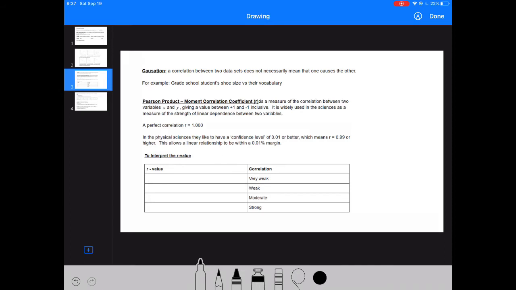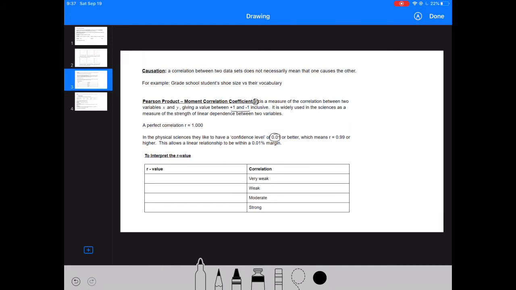In order to quantify the correlation, we look at the R value, or the Pearson product moment correlation coefficient, which is a measure of the correlation between two variables, and it gives a value between +1 and -1. A perfect correlation is R equals 1. So in the physical sciences, usually you want a confidence level of 0.01 or better, which means R equals 0.99 or higher. That way you can confidently say that it is a linear relationship.